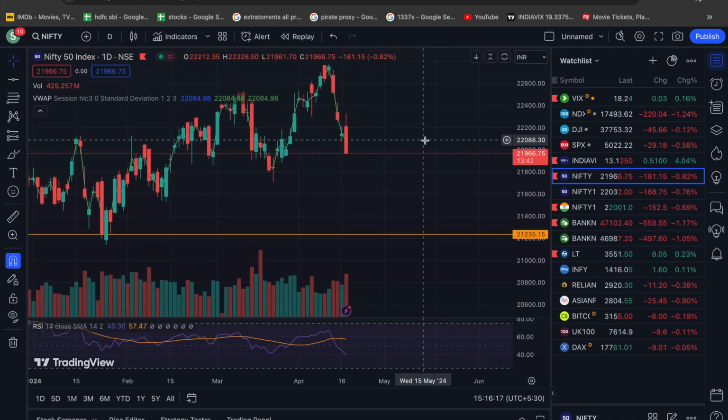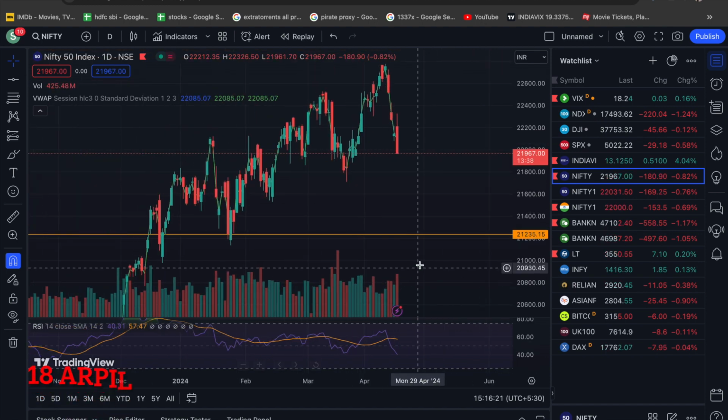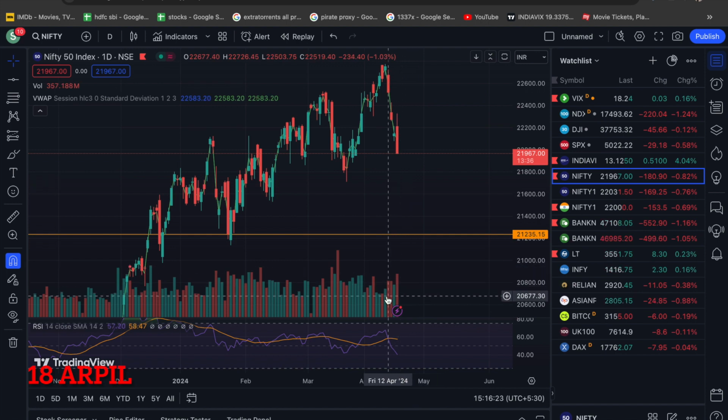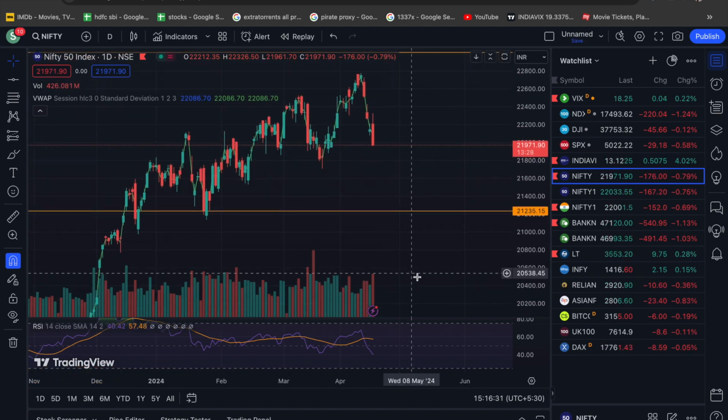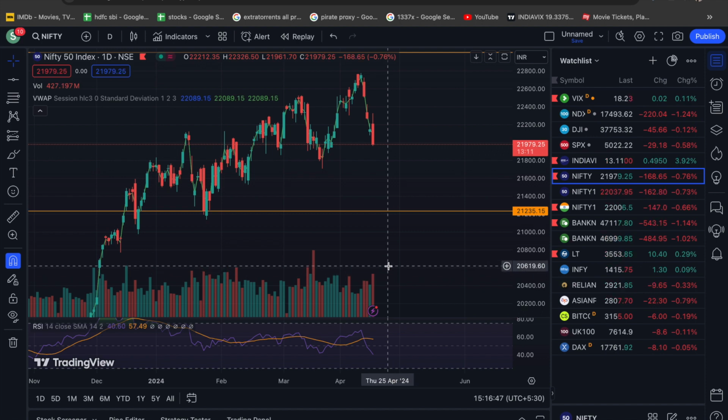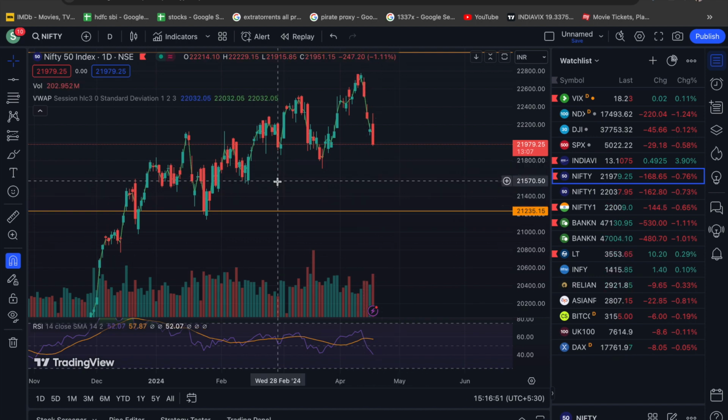Let's check where is 20,500. It's around this level. So 20,500 is here, somewhere around here. What we are seeing is by end of April the market will be here. Okay, so here 25th of April. This is unlikely, but yes, this is where I have put the PE.